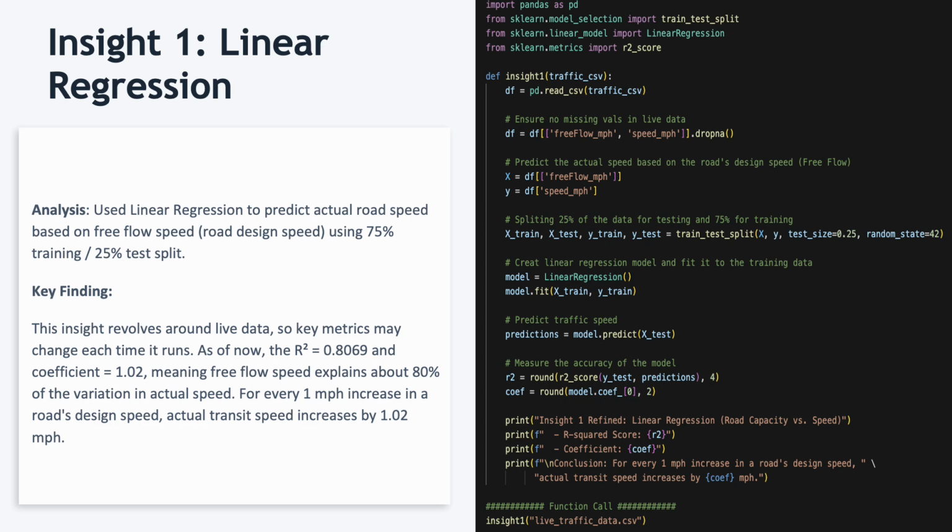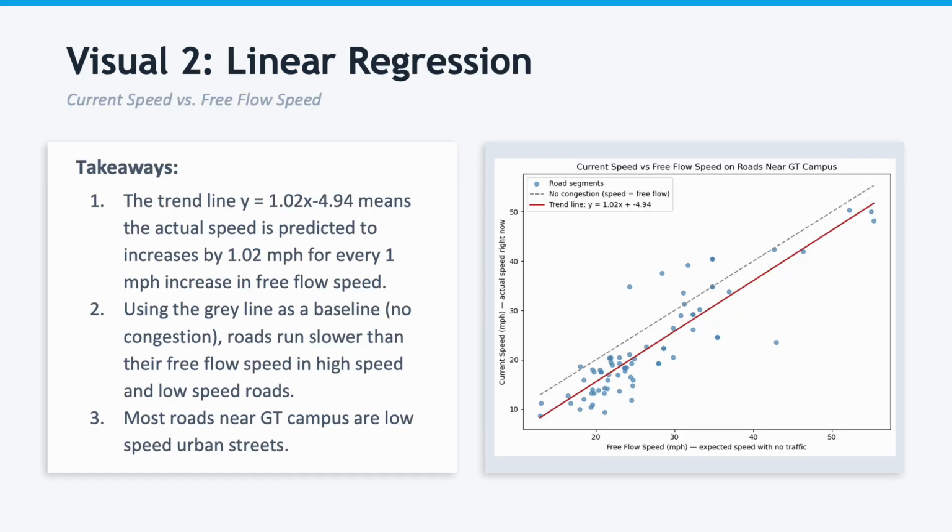Our first insight is the linear regression model that we use to predict actual road speed against free flow speed. This insight revolves around live data, so the key metrics may change each time it runs. For every 1 mile per hour increase in a road's design speed, the actual transit speed increases by 1.02 miles per hour. Here's our visual for the linear regression model.